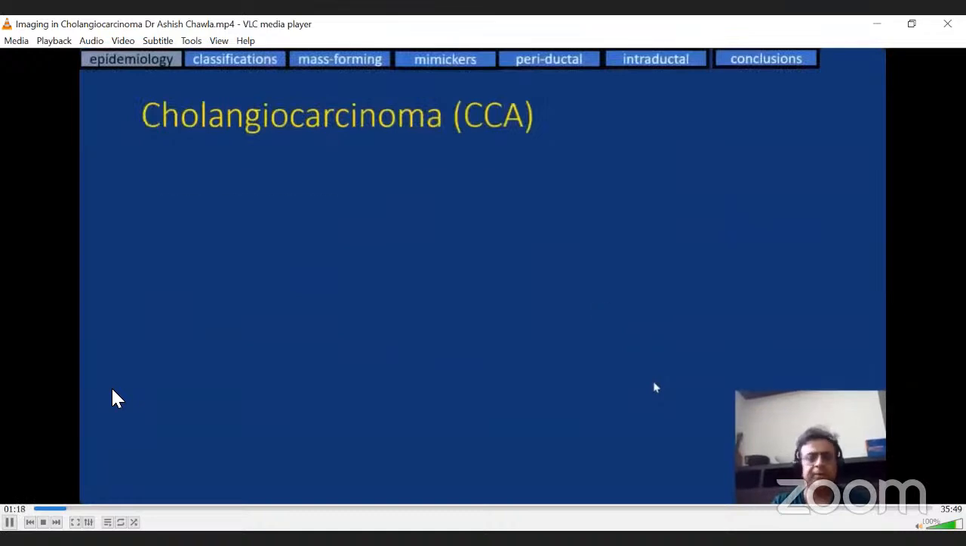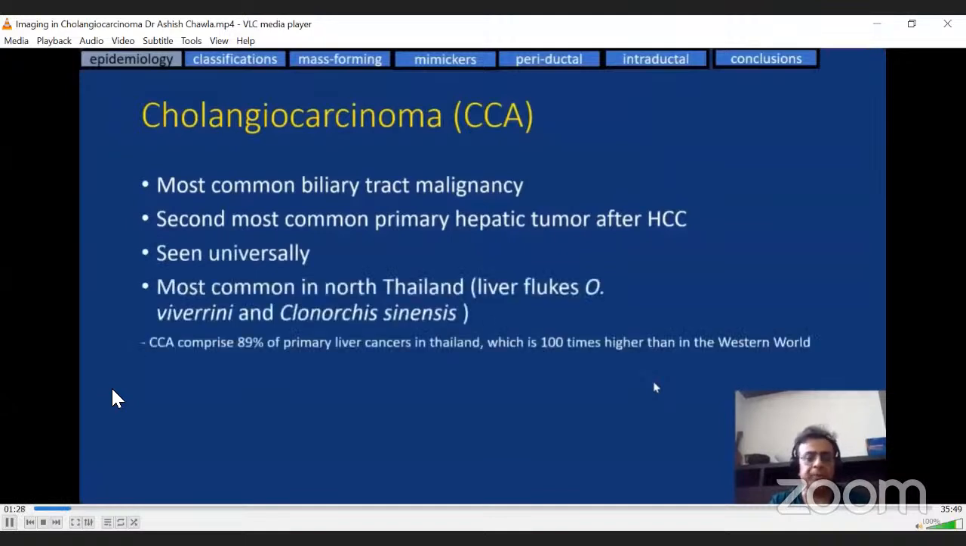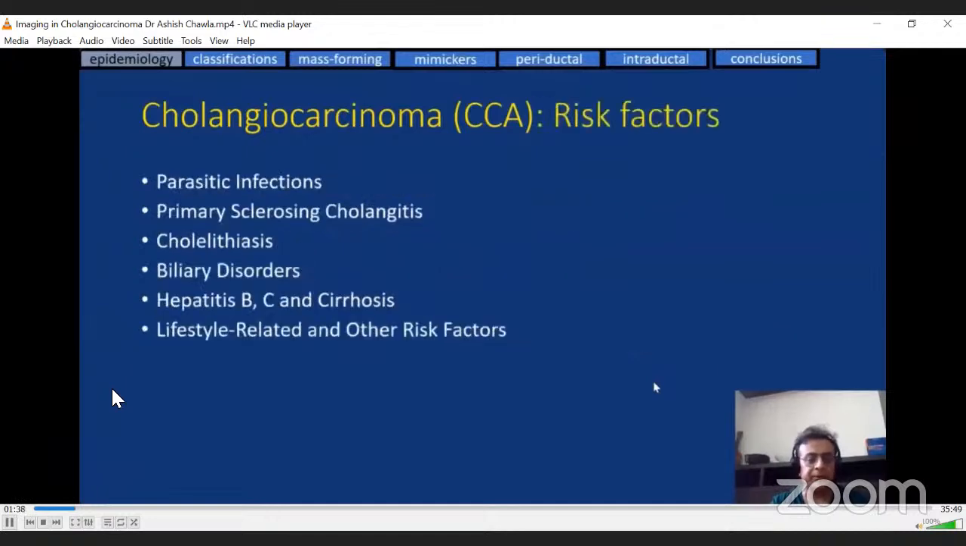Cholangiocarcinoma is the most common primary biliary tract malignancy. It's the second most common primary hepatic tumor after hepatocellular carcinoma. Seen worldwide, it is most common in North Thailand, where it is due to association with liver fluke infection, and it is seen twice as frequently in males compared to females.